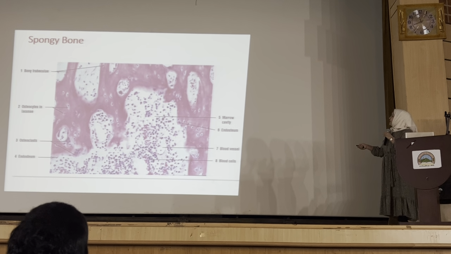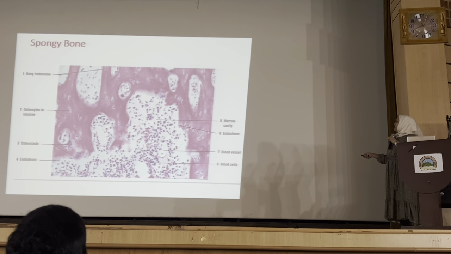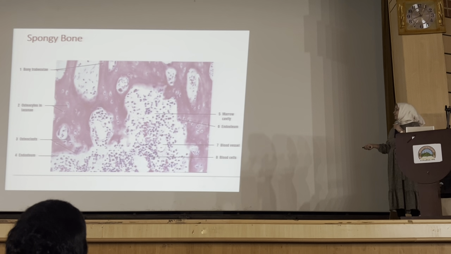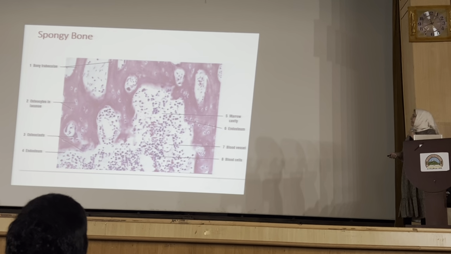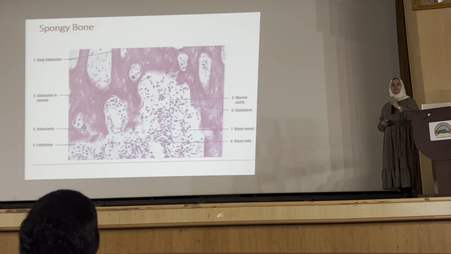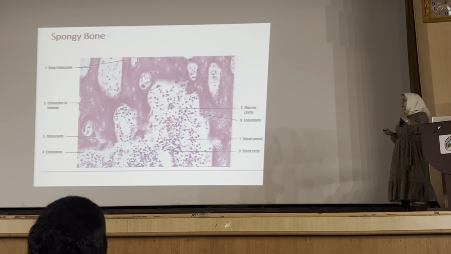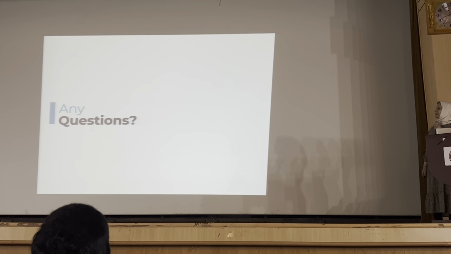The pink layers correspond to the trabeculae of bone, and the white area is the bone marrow space, which is full of hematopoietic tissue, blood forming cells. And as you see, there is no osteon system or Haversian system in the spongy bone. This is the differential point between the compact and spongy bone. And thank you.